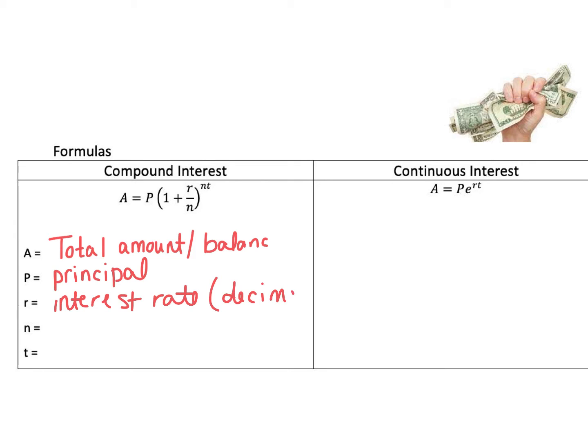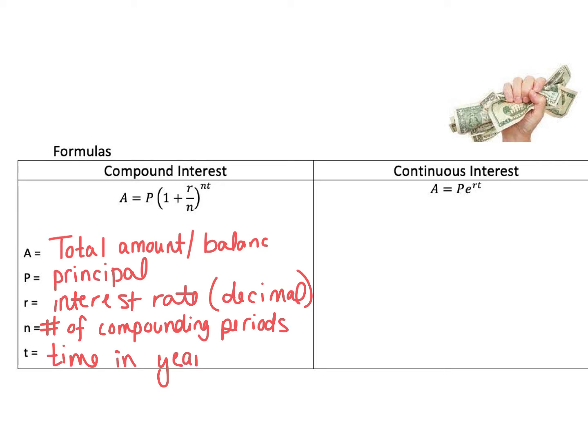N is the number of times that the interest compounds, or the number of compounding periods. So if your interest compounds monthly, your value would be 12. If it compounds weekly, it would be 52. And T is your time in years.